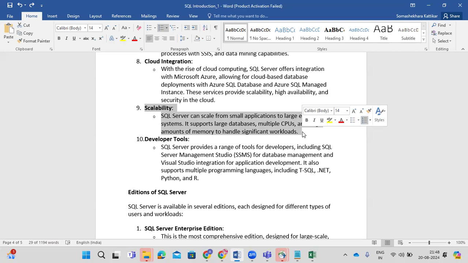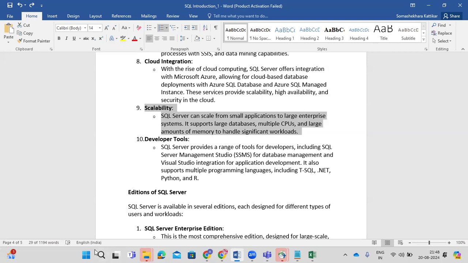If you have a small scale business, or a large scale business, how much data you are going to store in the database does not matter. According to your business requirement and your comfort, you can configure the SQL Server and then start using it. That is the meaning of scalability.